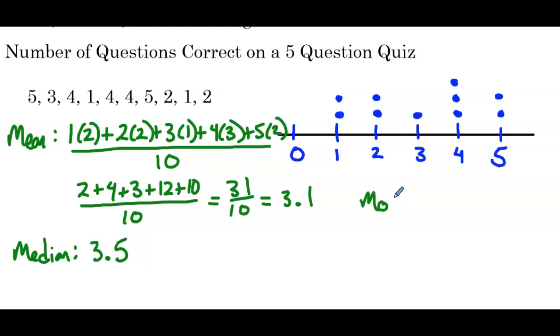Next, we have the mode. So that's the most frequent number of questions correct. So looking at our dot plot, that is going to be 4. And then our range, that's the difference from the maximum and minimum data points. So in this case, the maximum is 5, the minimum is 1, so the range is 4. And that's nice because that means no one got a score of 0 on this quiz.